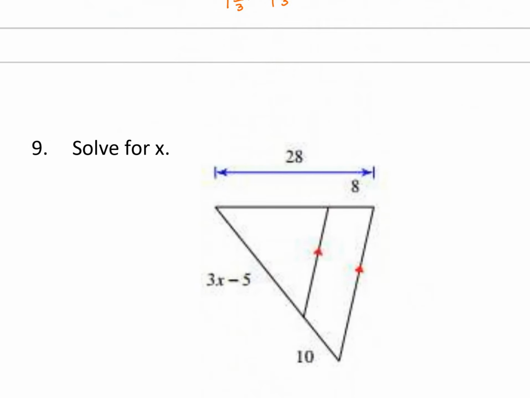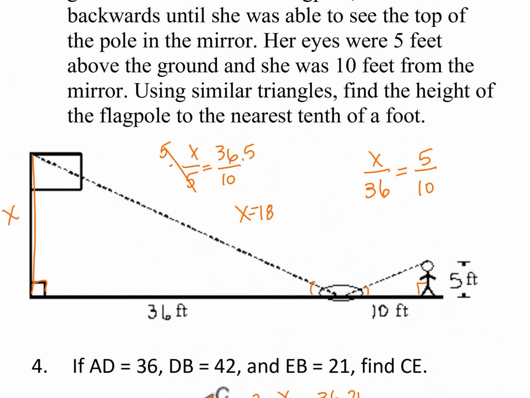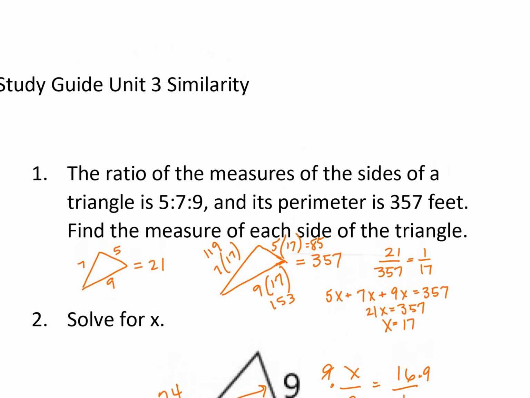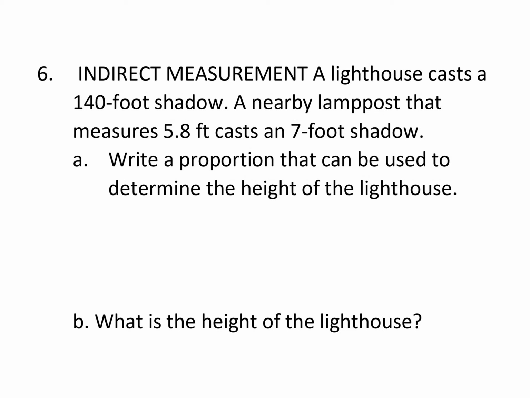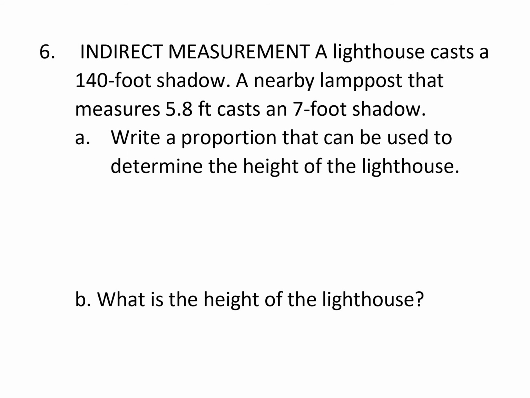All right, number 6. Oops, let me go over to the 2-page document. Indirect measurement. So this is a lighthouse problem. It casts a 140-foot shadow. So here's my lighthouse, and it is casting a 140-foot shadow. A lamppost is 5.8 feet tall and has a 7-foot shadow. So we need to find the height of the lighthouse.